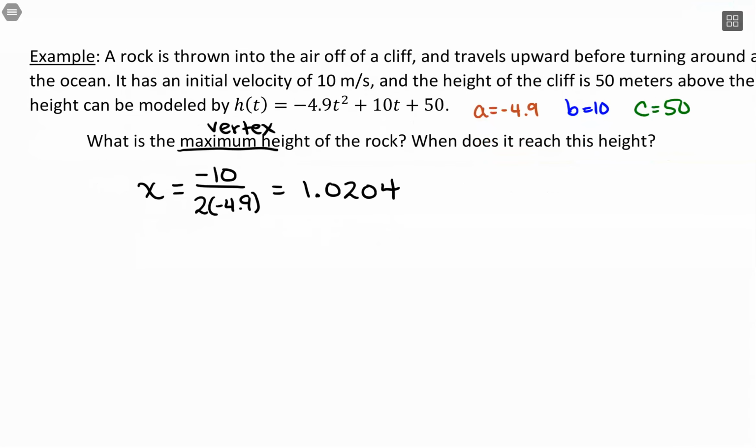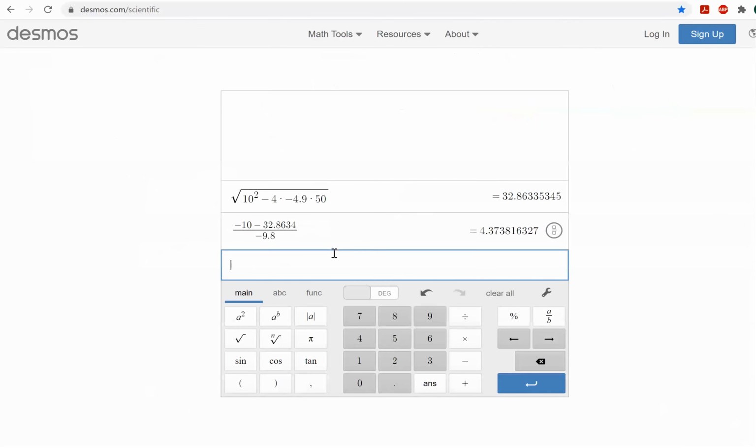So to get the y-coordinate, I'm going to go h of 1.0204. So let's go to the calculator for that. So negative 4.9 times 1.0204 squared plus 10 times 1.0204 plus 50. So we have this value of 55.1020.